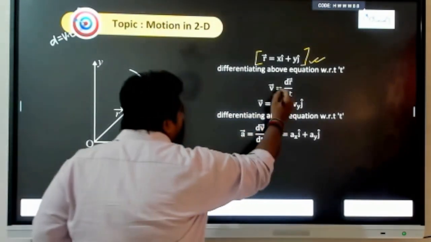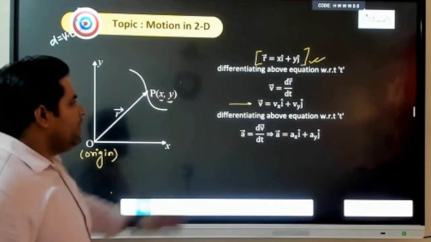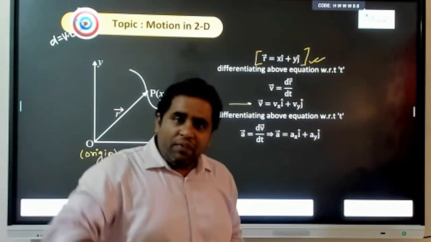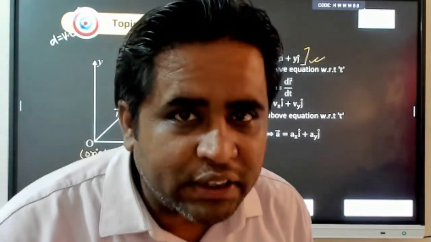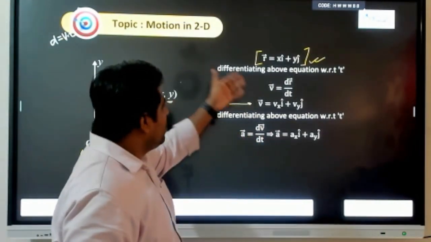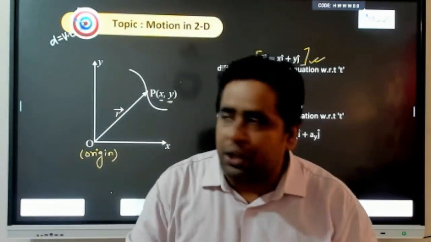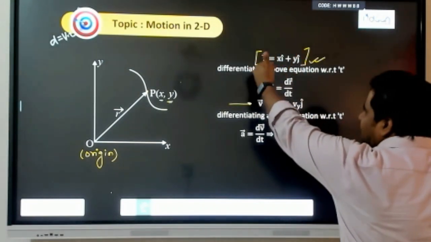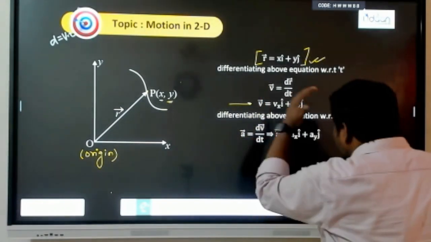Once we differentiate it with respect to time, we get the velocity vector this way: Vx i cap plus Vy j cap. And once again, when we differentiate the position vector, we get the velocity vector. When we differentiate the velocity vector, we get the acceleration vector. So that way we find the velocity vector, position vector, and acceleration vector. I hope these points are very clear to you. We just differentiate the position vector to find the velocity vector, and we differentiate the velocity vector to find the acceleration vector.